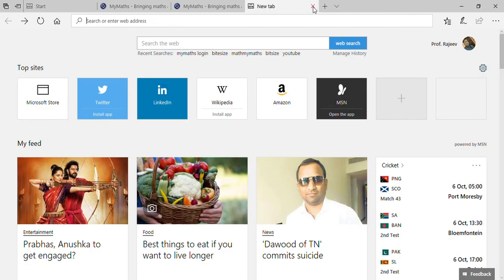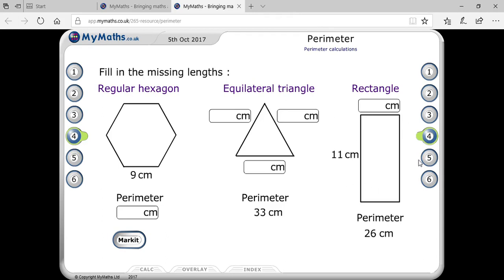Now, coming to your next question, here you can see that one question we can do very quickly. Here it is a regular hexagon, and all the sides are 9. So it's 9 times 6. It's a regular hexagon, so how much? 54. Fantastic, your answer is right.